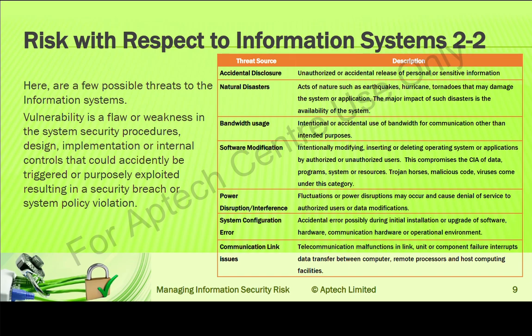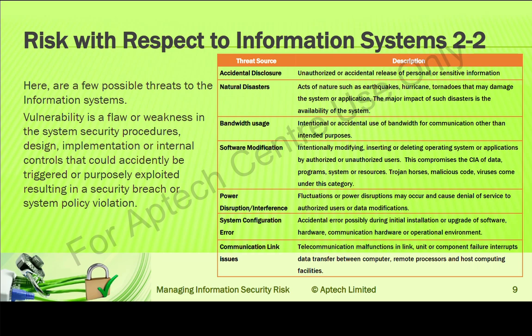Number one, accidental disclosure. When we are talking of accidental disclosure, this is the unauthorized or accidental release of personal or sensitive information. Maybe your information with your bank is disclosed accidentally. Maybe someone mistakenly uploads it on social media instead of picking a particular file. Maybe you want to upload a picture, but you go and upload your own customer information. This is a threat source.